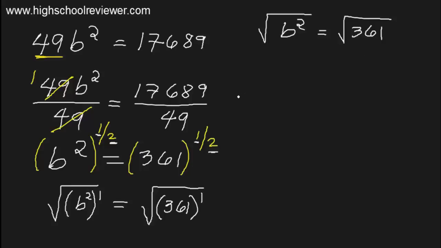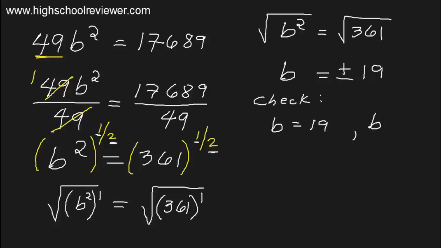This will be the square root of b squared equals the square root of 361. Now, the square root of b squared will be positive b, and we have here the square root of 361. We will have two values, the positive and the negative. The square root of 361 is 19. Now let us check if the answers are correct. First, b is positive 19, and we also have b, which is negative 19.